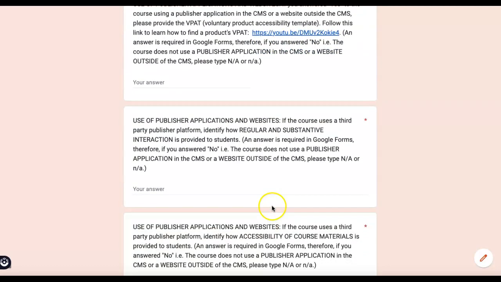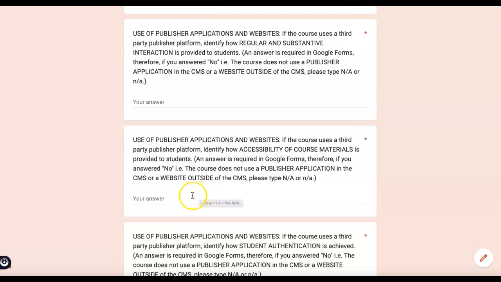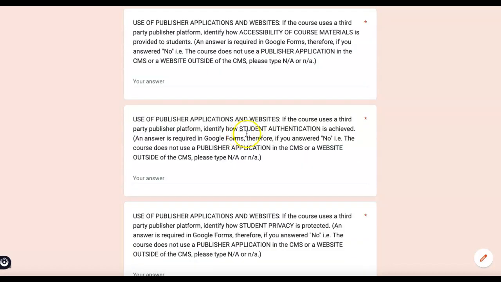Then you have to find out whether regular and substantive interaction will occur and how it's going to occur when you're using that application. How are you going to give feedback? Again, if you are looking at a publisher's application, you do need to tell us how you're going to try to guarantee accessibility of course materials. And this is in part because if students don't have access, they can sue the institution and they can sue us as instructors.